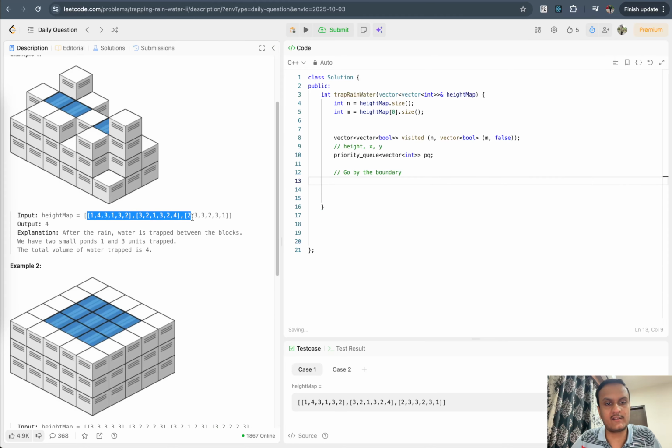So these boundaries we have to visit. We have 4 boundaries, 1, 2, 3 and 4. So we will visit all 4 boundaries and we will push each and everything in the queue. Okay, this is by default a min heap.